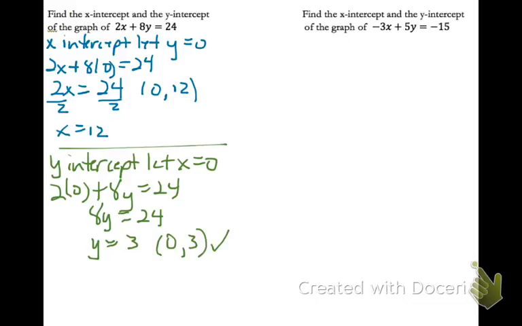So now we have our y and our x-intercept, although I don't think this is written right. So let's try that again. Our x-intercept is 12, 0. You probably saw that mistake. Now let's try another one.